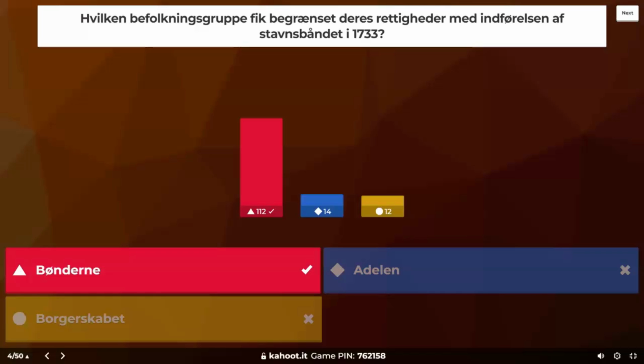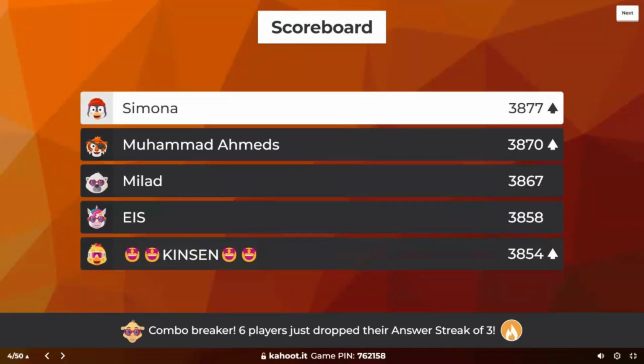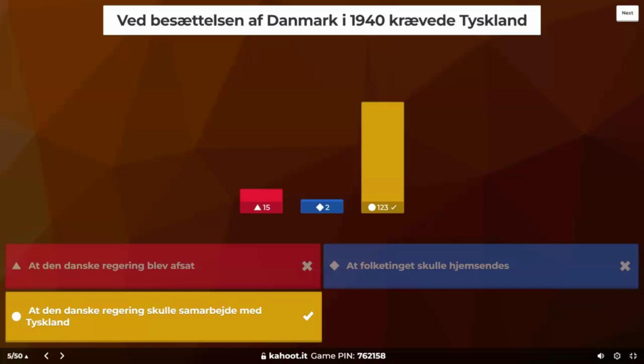Only 26 people got this wrong. So Stavnsbåndet is from 1733, ended in 1788, lasted 55 years, and it was created by the king at the time. And he struck a deal with the rich land owners to secure cheap labor for them for at least 40 years. Okay. Not too bad. You guys did well here. Round of applause.